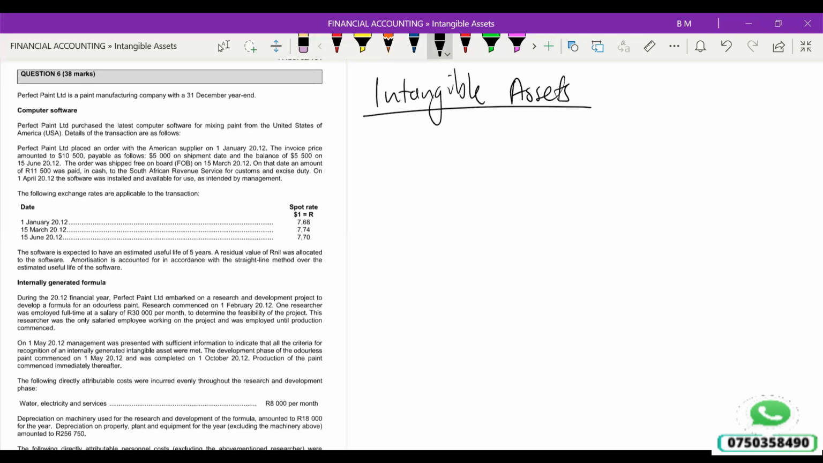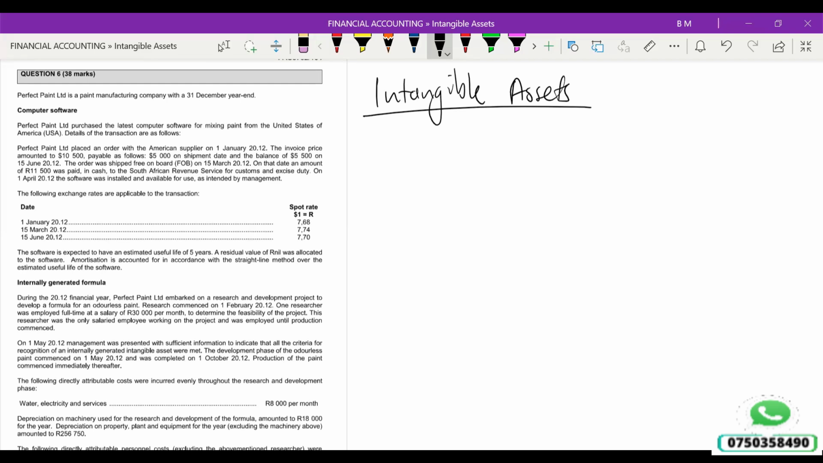We spoke of investment properties. We spoke of owner-occupied property. So now we want to talk about the intangible assets. When we talk of intangible assets, we're talking about assets that don't have a physical form. You know, we're saying that you cannot touch this asset.